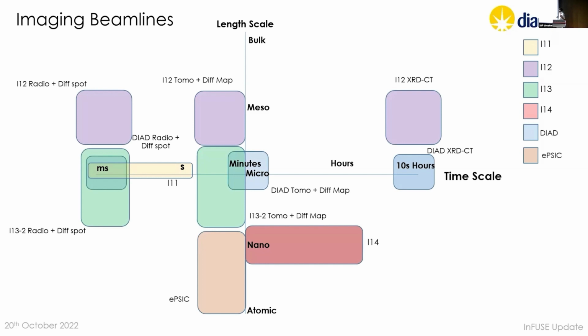And so you can see we start to build this big spatial correlation picture of how we can probe different length scales and also different time scales across the different scientific use cases.